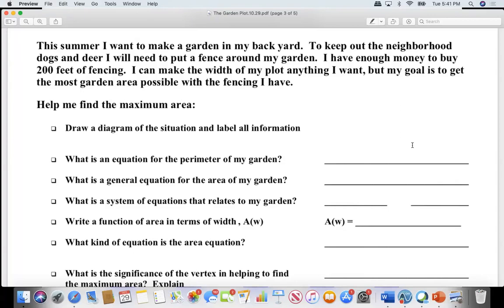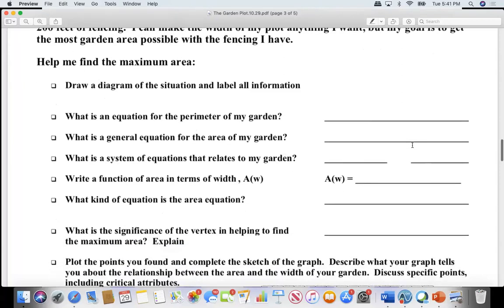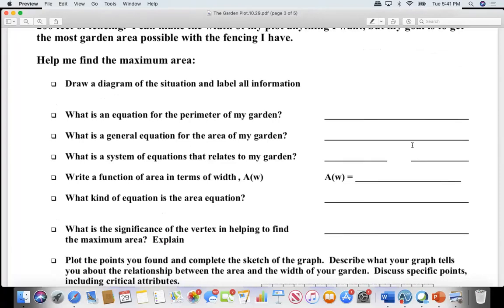And I'm finding even with my pre-calc kids right now, one of the big things is where's your picture? Where do you have things labeled? Things like that. And just continue to work with them in just making sense of the problem before they even try to start making formulas.